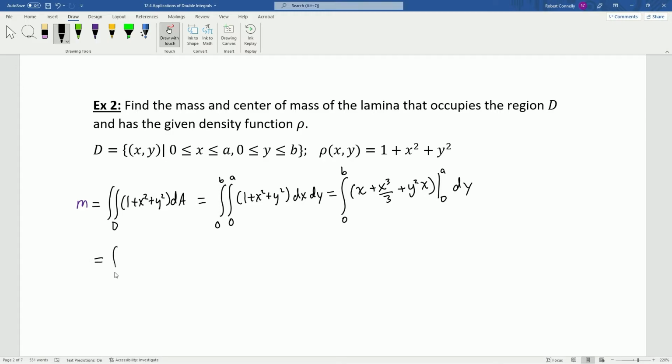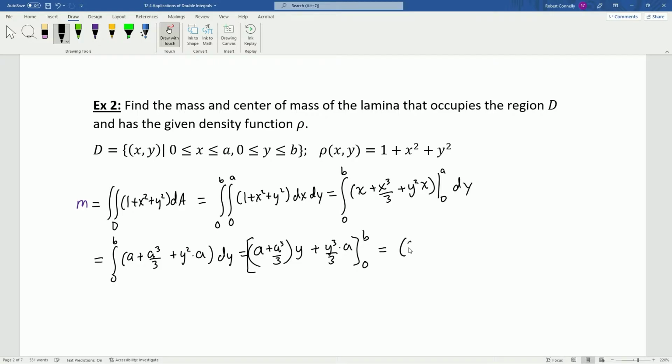Now when we evaluate this at a, what do we get? We get a plus a cubed over 3 plus y squared times a. And when we evaluate at 0, all of those terms disappear, so we don't have to worry about that. Now we integrate with respect to y. We get a plus a cubed over 3. Those are both constants, so when we integrate, we get the constants times y, plus y cubed over 3 times a, evaluated from 0 to b.